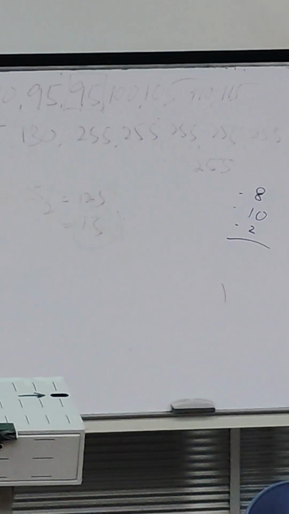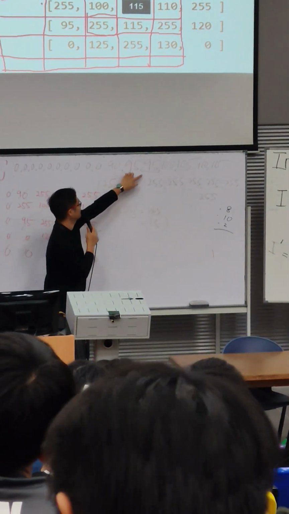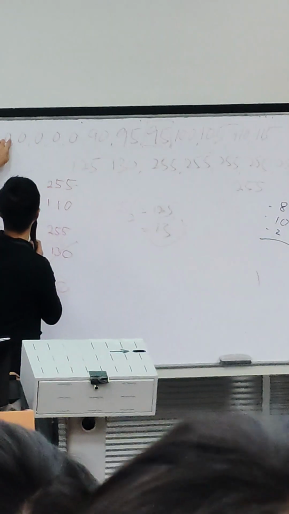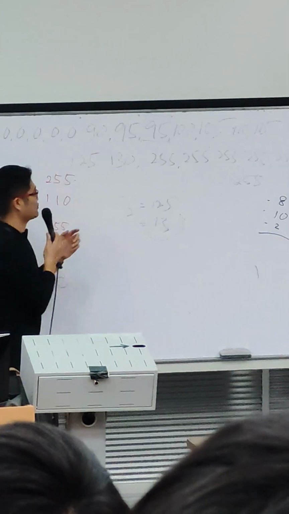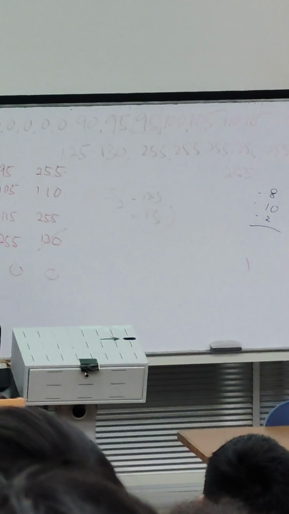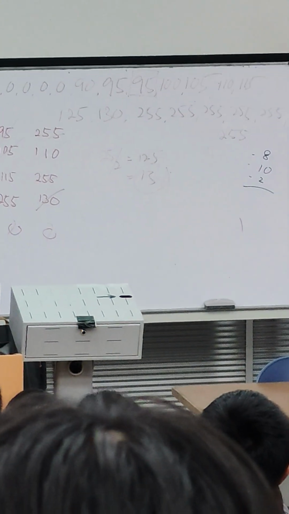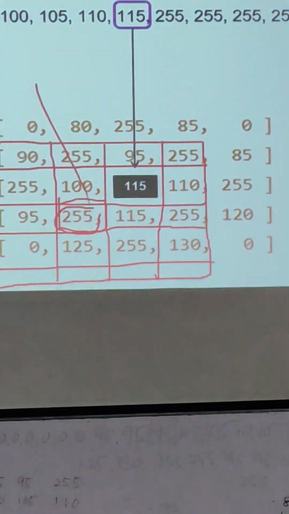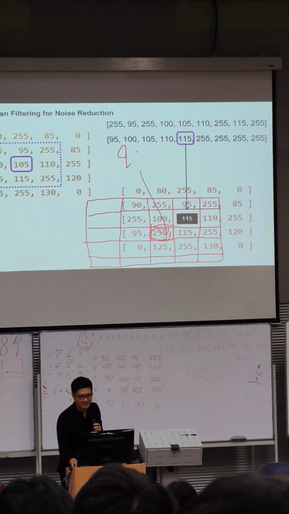The median value for 25 numbers is on the 13th position. 9, 10, 11, 12, 13. So after applying median filtering, this 255 will turn into 95.